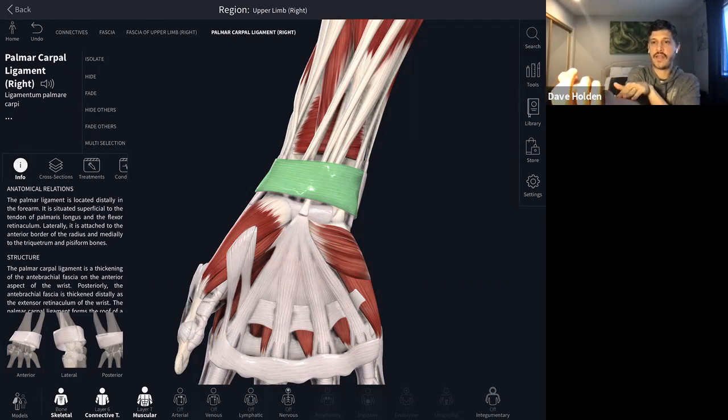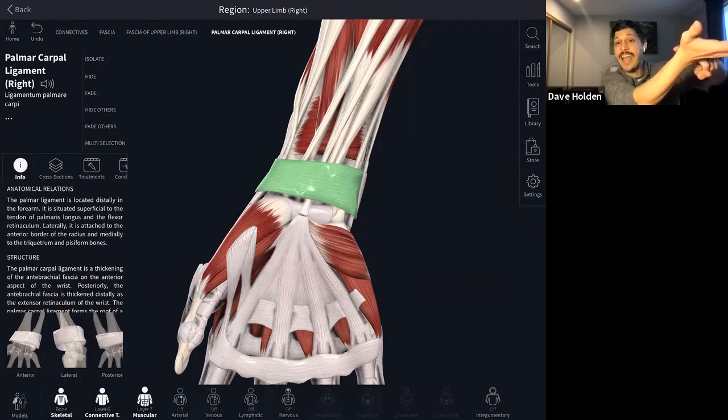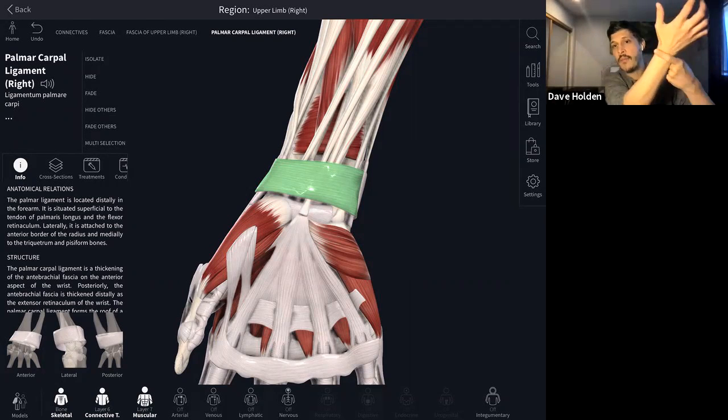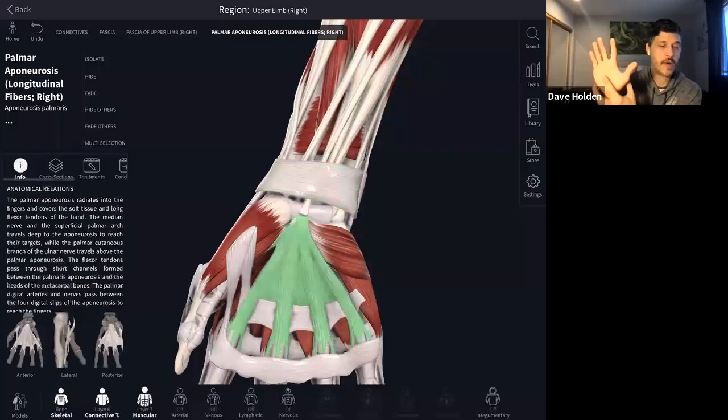So we have flexors on the anterior side, extensors on the posterior side. So all the flexor tendons are held down by the flexor retinaculum. The extensor tendons are held down by an extensor retinaculum, which will be on the posterior side. Oh, and there you can also see the palmar aponeurosis.